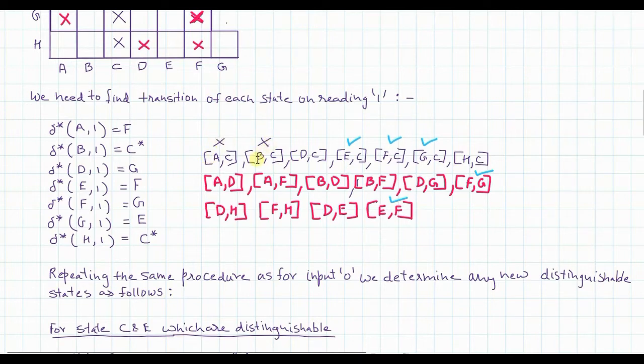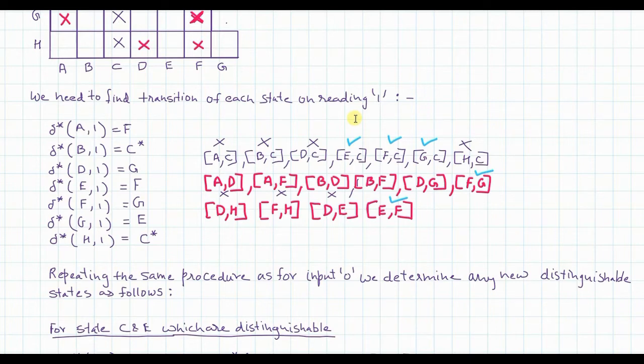Similarly, state B comma C, although C is there, B is not present on the right hand side. So this combination of already existing distinguishable states also will not be able to give you a new distinguishable state. Also, all the combinations over here are not going to give you any fruitful states. However, only the states which are marked with a blue tick mark will be able to give you a new combination.